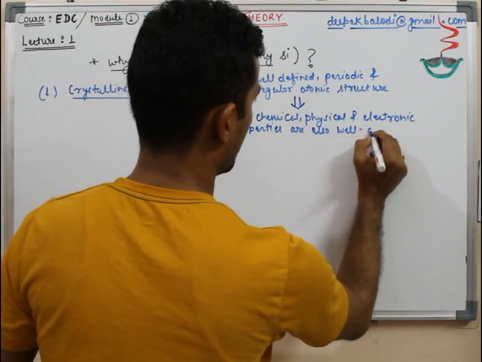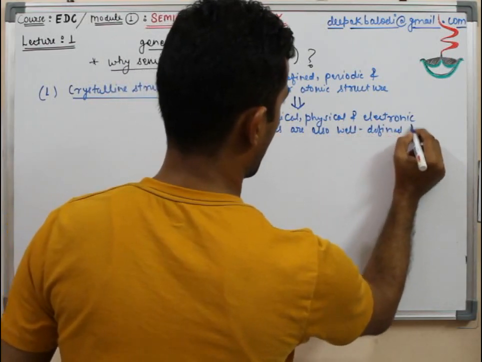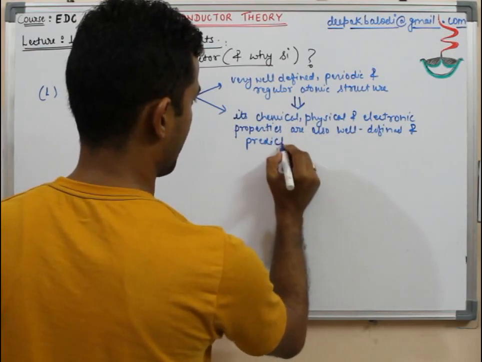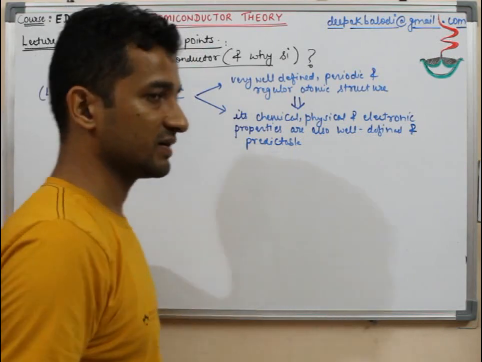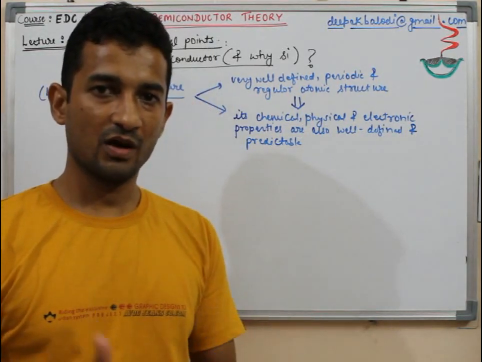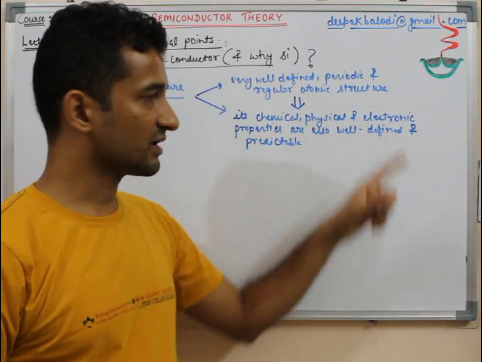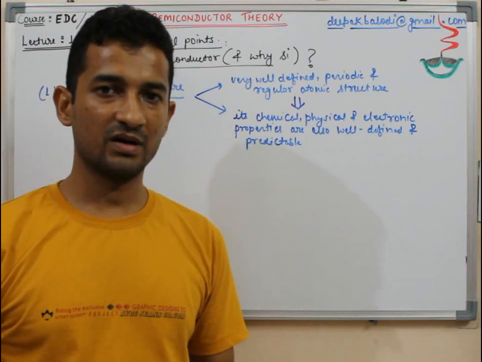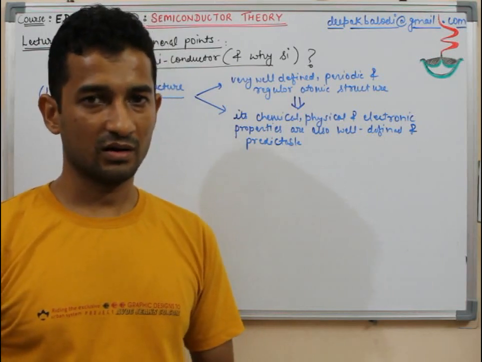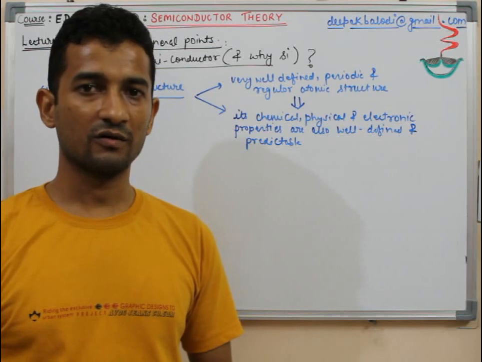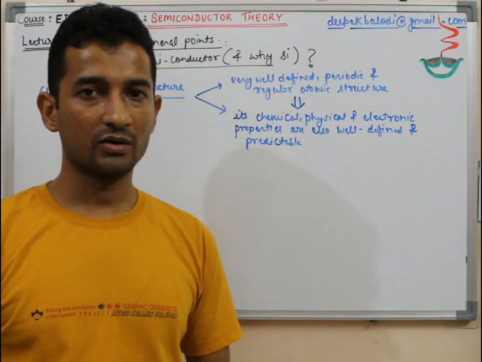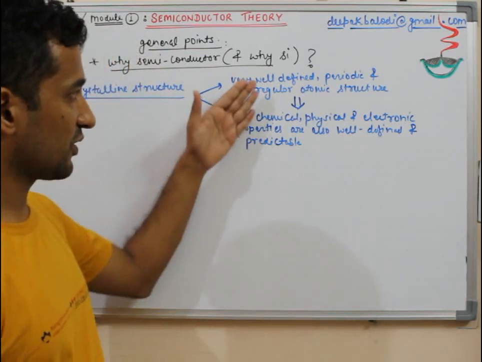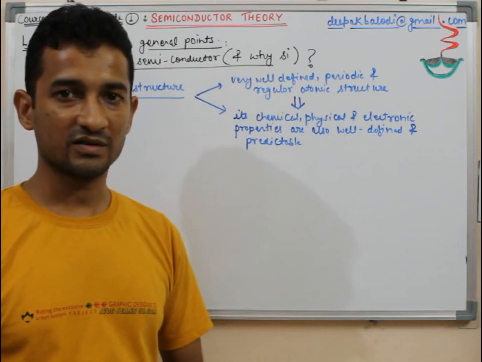also well defined and predictable. So if the configuration in terms of chemical, physical and electronic behavior is very well defined, is already predictable, then we can utilize that material or that semiconductor in lots of applications, in lots of processes which are required for integrated circuits manufacturing. So these two points are very helpful for the IC manufacturing processes.